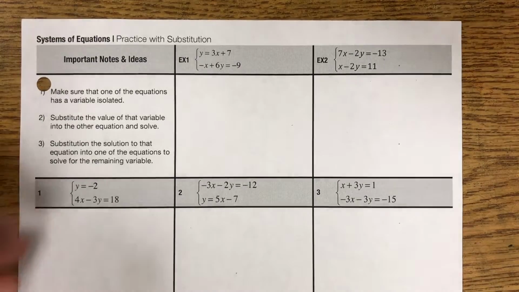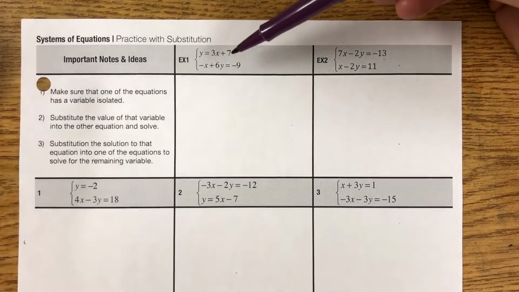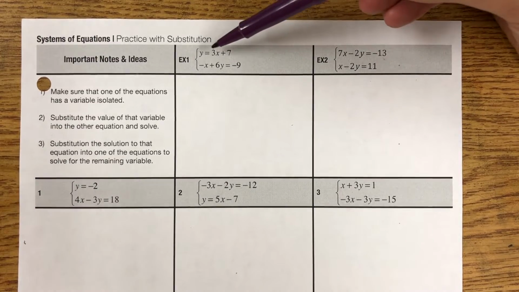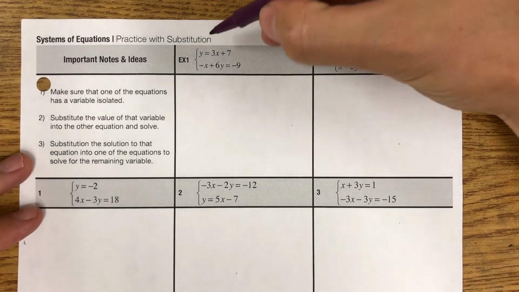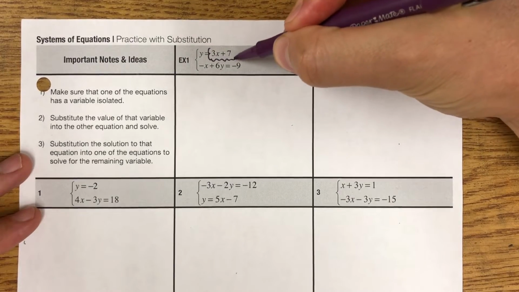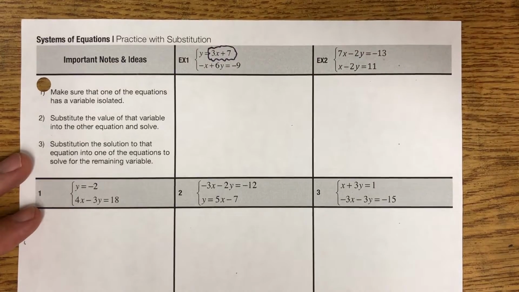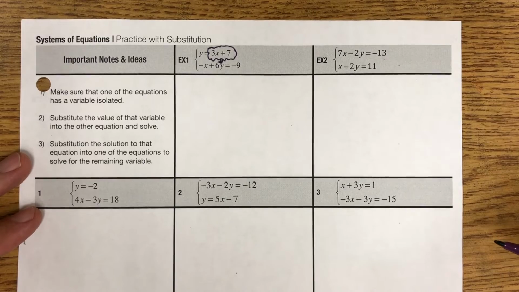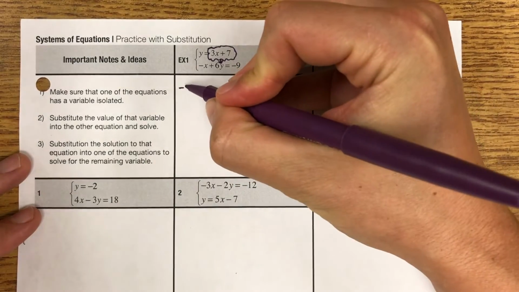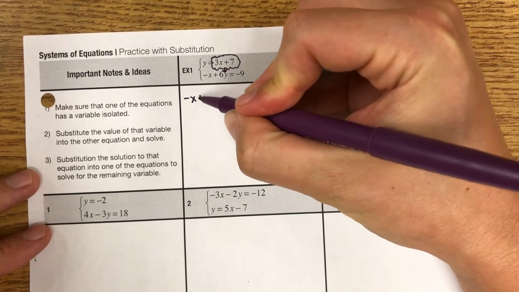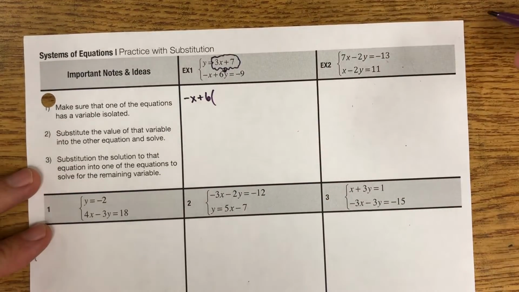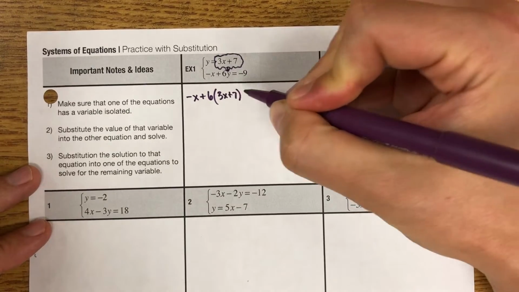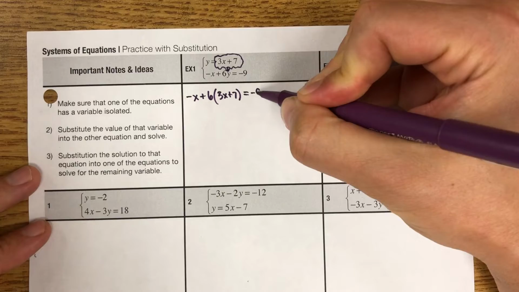For instance, on example 1 here, you'll notice that in the first equation for my system, my y value is already isolated and it equals 3x plus 7. So what I'm going to do is take that amount and substitute it into the other equation for the y value. So that would leave me with negative x plus 6 times (3x plus 7), which would equal negative 9.